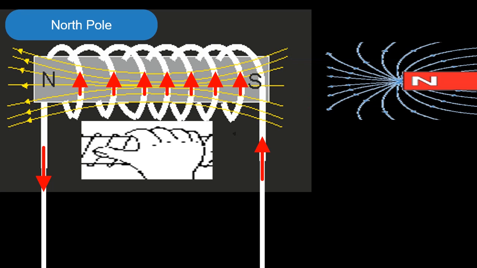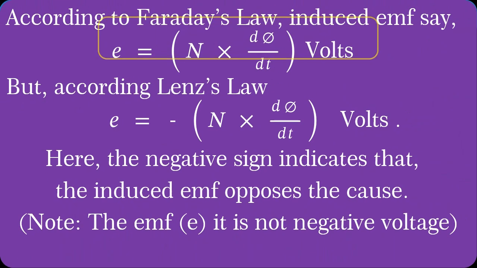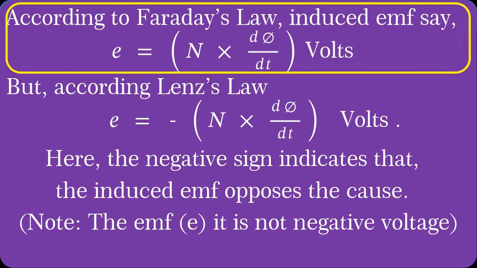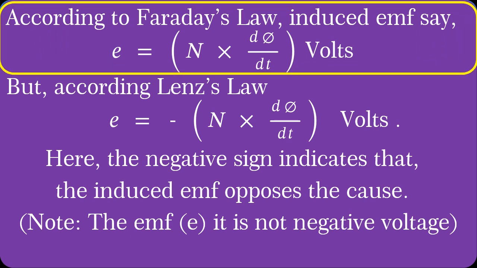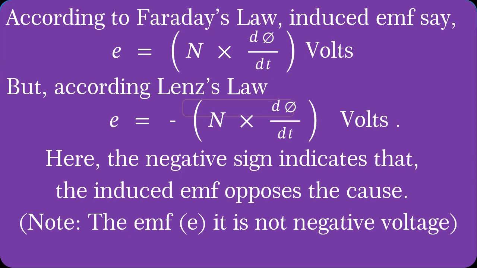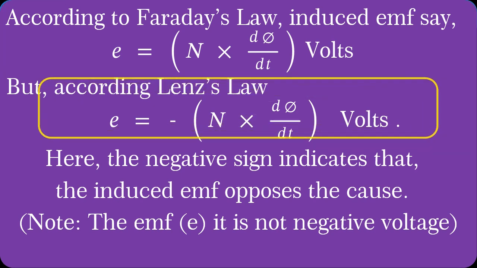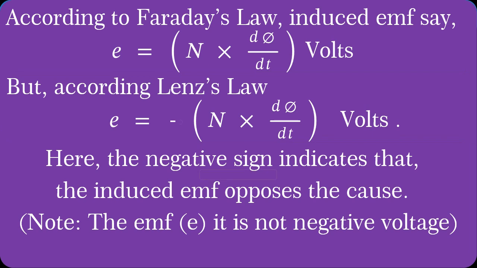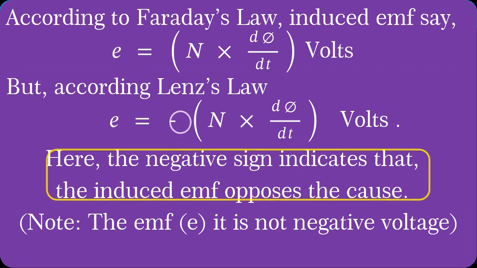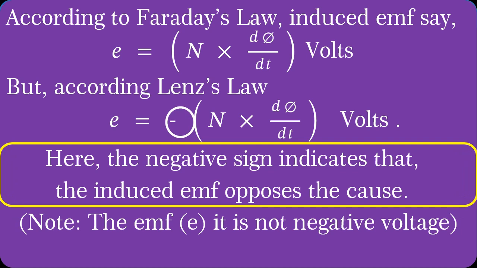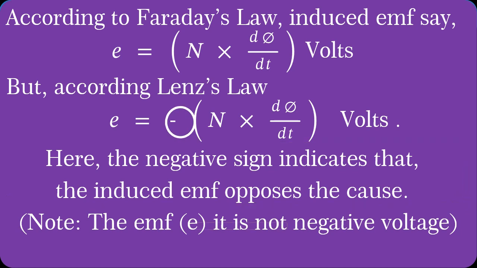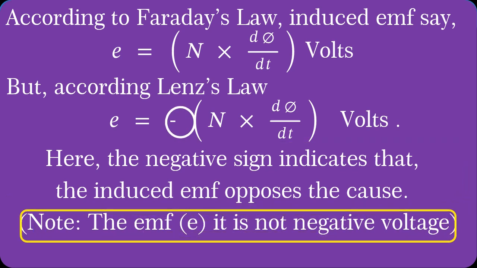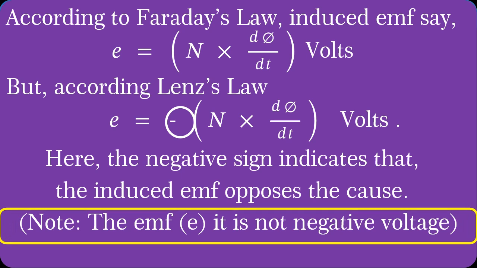Is it interesting? Therefore, friends, according to Faraday's law, induced EMF, say E, is equal to N into d phi by dt volts, but according to Lenz's law, E is equal to minus N into d phi by dt volts. Here, the negative sign indicates that the induced EMF opposes the cause. Note, the voltage E is not a negative voltage.